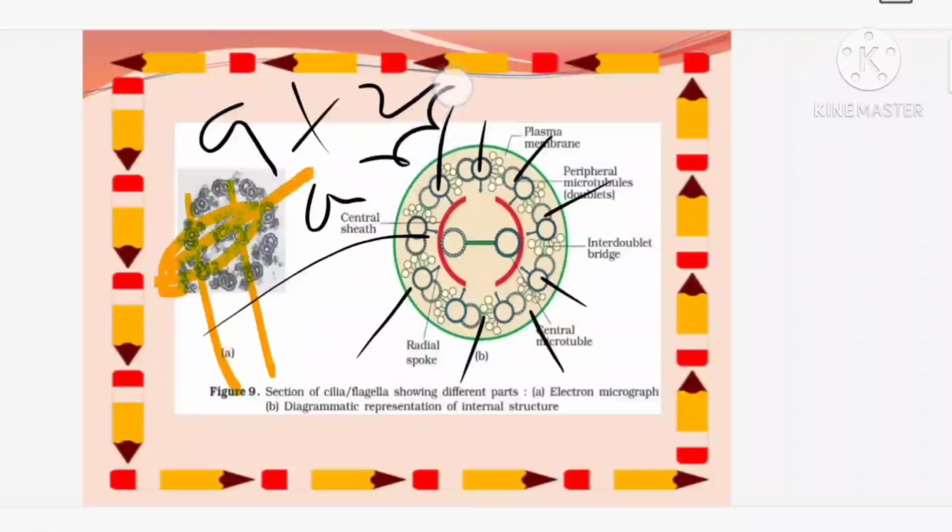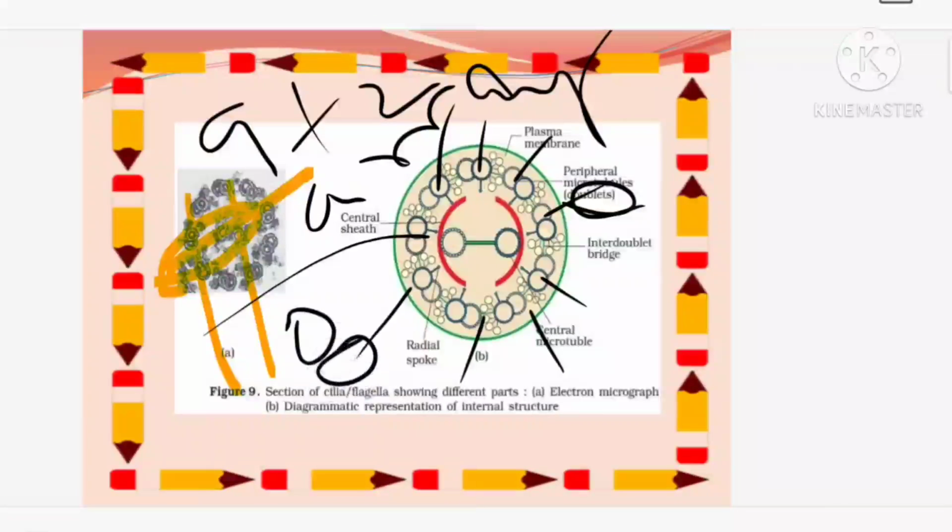We call them a 9+2 array. These peripheral microtubules are doublets. Doublets means they are made up of two sets of protein structures. Each is a doublet, isn't it? They remain in pairs, so that's why they are called doublets. Now these peripheral tubules are connected to the central sheath.